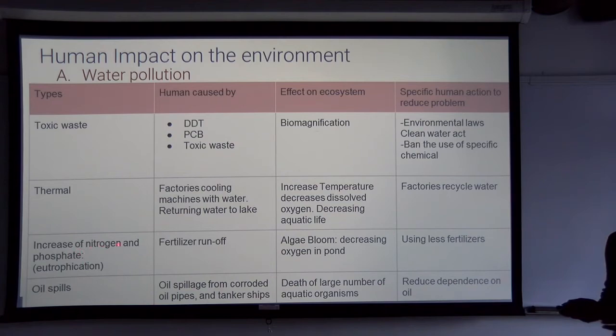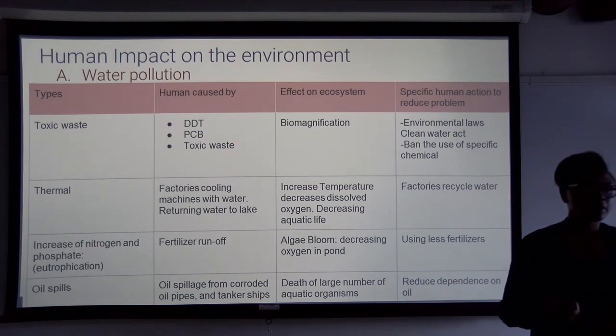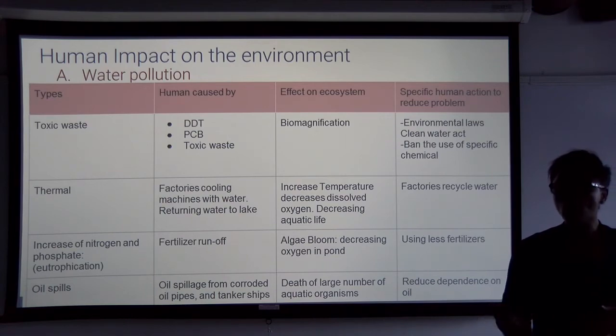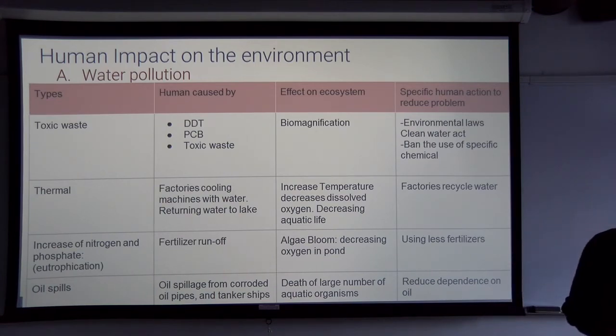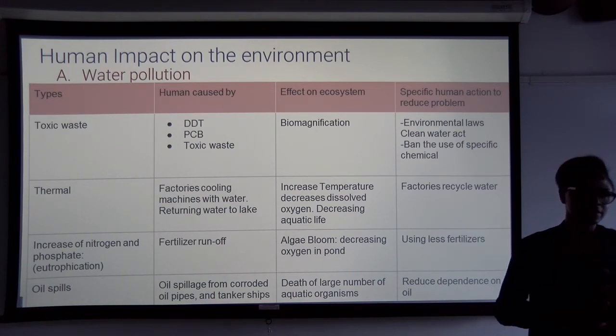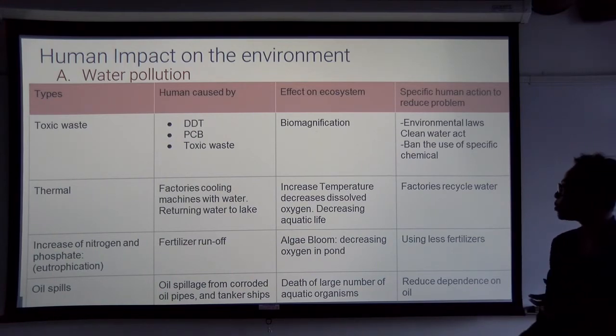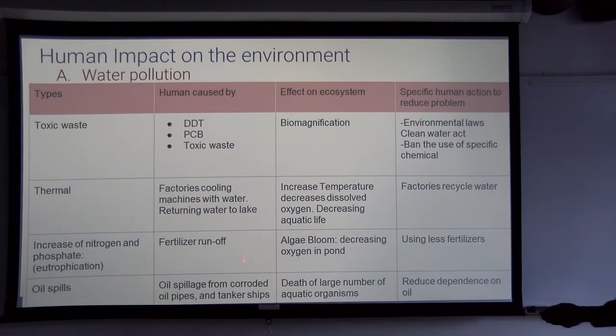There's an increase in nitrogen and phosphate in bodies of water. That's called eutrophication, artificial eutrophication, and that's caused by fertilizers running off. So you're using fertilizers on the lawn, fertilizers to maintain crops that will run off into local bodies of water. And the problem that occurs from that is algae bloom.